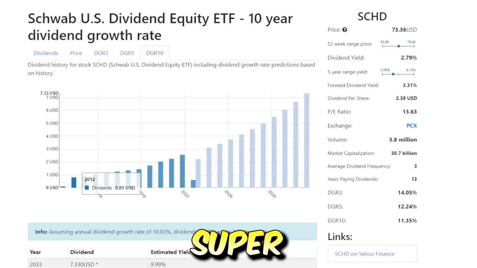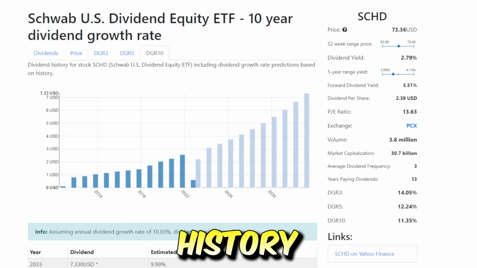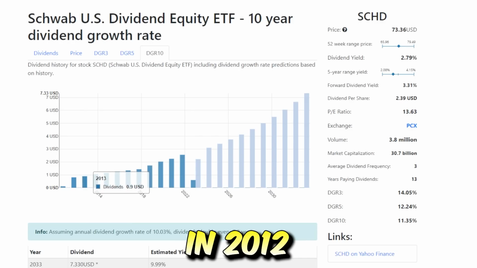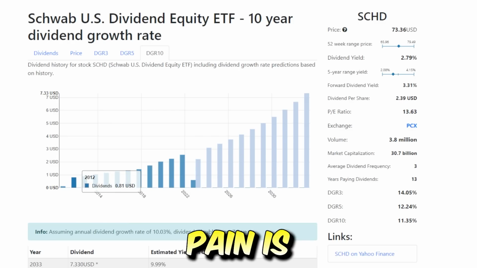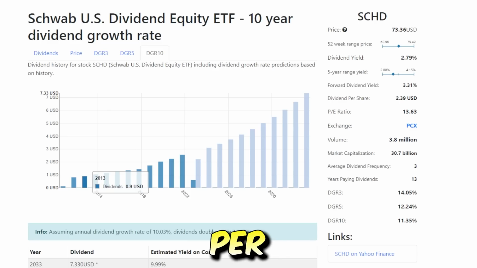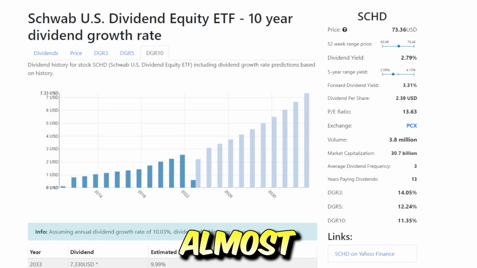So although that might seem super crazy to some of you guys, if you look back in history, SCHD in 2012 or 2013, look at what it was paying. It was paying 80 cents per share, 90 cents per share, and current day, it's almost triple that.